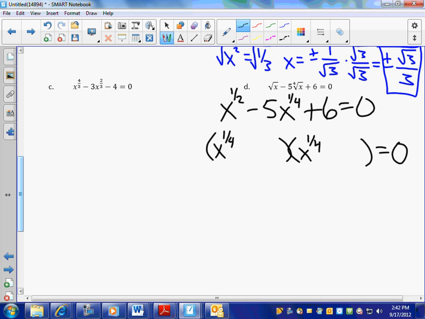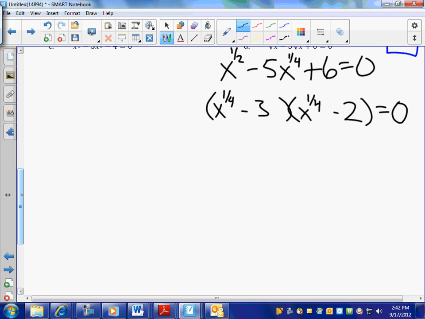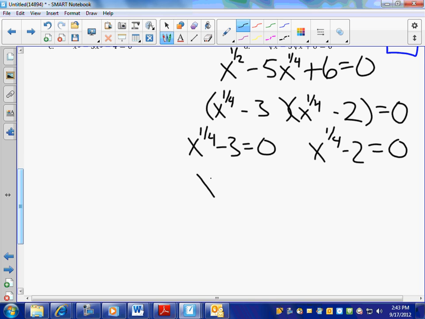What two numbers multiply to positive 6 and add to negative 5? Minus 3, minus 2. Good, Danny Mondial. He's a track captain. We have super smart people as track captains. Now we add 3, add 2, right? So I'll go x to the 1/4 minus 3 equals 0, and x to the 1/4 minus 2 equals 0. Solve each. I have x to the 1/4 is equal to 3.